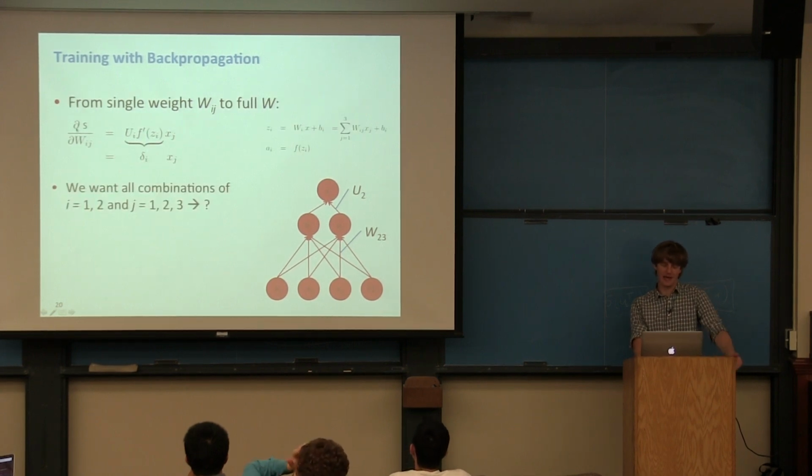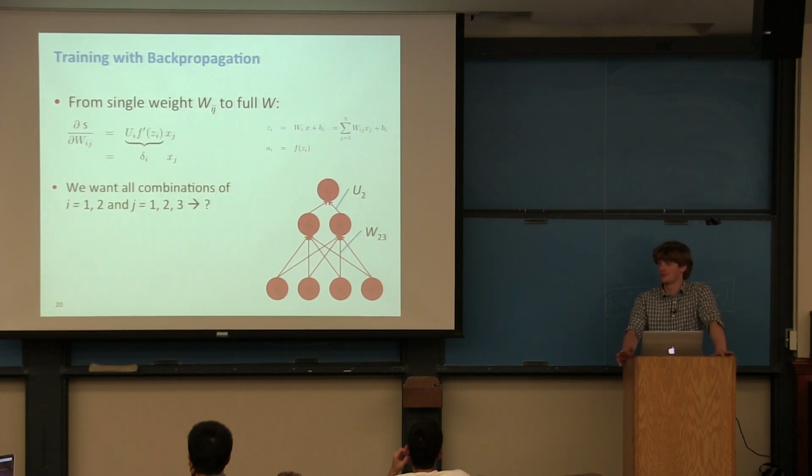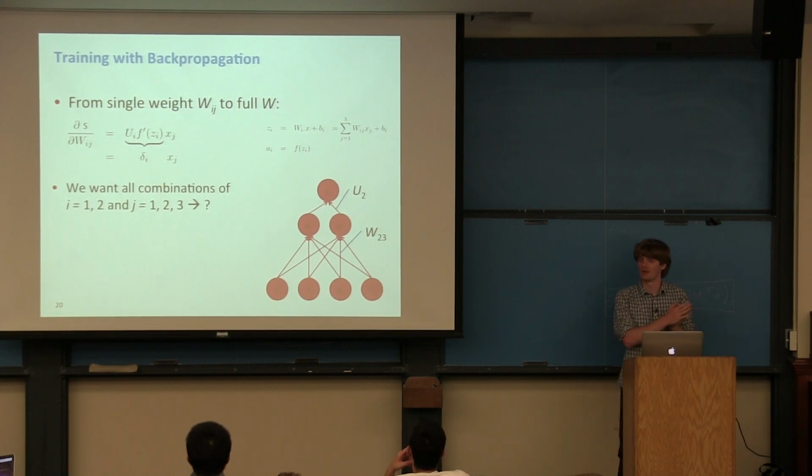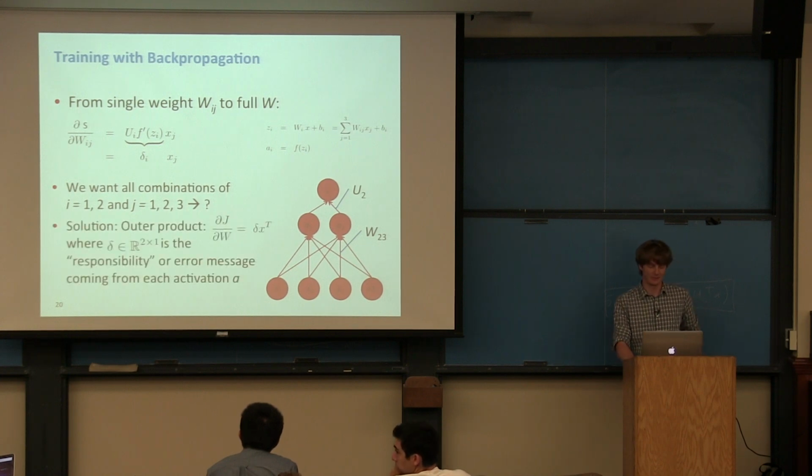All right, so now we have the derivative of the score with respect to one element of our hidden layers matrix Wij. And that's basically delta I times xj. So now, of course, we wanted to have the combination of all the rows and all the columns of this matrix. So what could we do to get from one element of that matrix derivative to all of them? Yeah? Take the outer product. Exactly. We take the outer product.